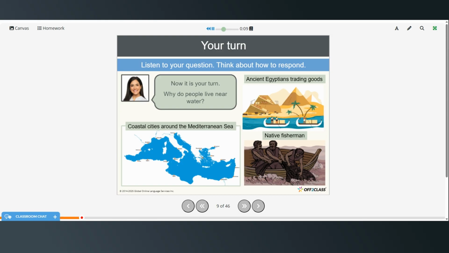Leela talked about what a coast is. Now it's your turn. In a moment, the teacher will ask you why people live near water. Think about it. And remember that you can use the pictures to help you form your answer.